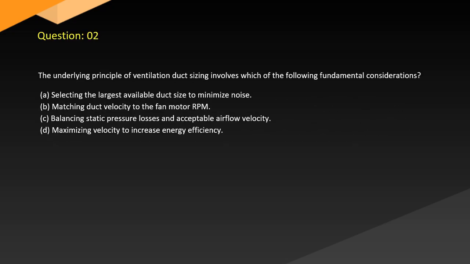Question 2. The underlying principle of ventilation duct sizing involves which of the following fundamental considerations? A. Selecting the largest available duct size to minimize noise. B. Matching duct velocity to the fan motor RPM. C. Balancing static pressure losses and acceptable airflow velocity. D. Maximizing velocity to increase energy efficiency.